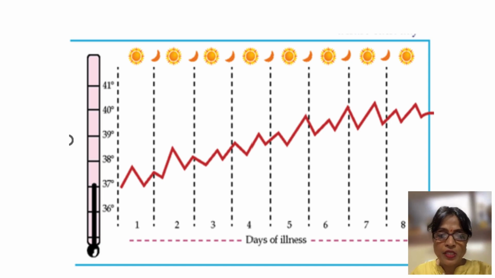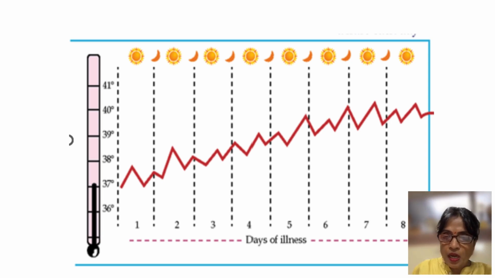Next, we have the stepladder kind of fever. To start with, it's a low grade fever, and slowly it goes on increasing in its degree. So, this is a stepladder type of fever. It can go beyond 40 degree Celsius as well. So, this is typically seen in enteric fever.